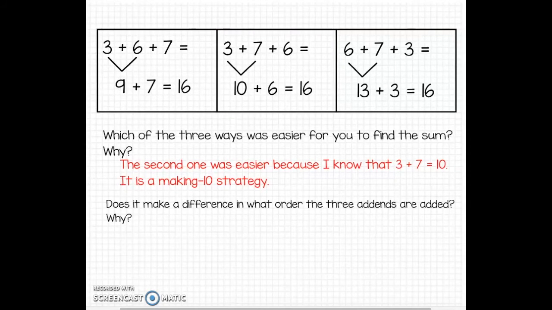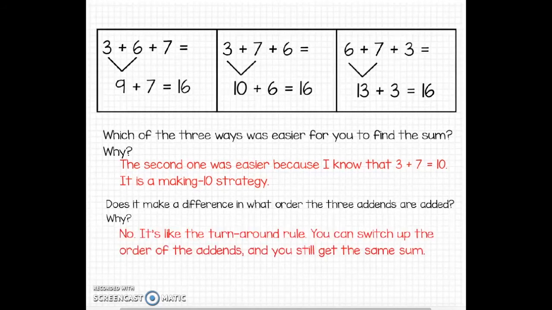Does it make a difference in what order the 3 addends are added, and why? No, it doesn't make a difference. It's like the turnaround rule. You can switch up the order of the addends and you still get the same sum.